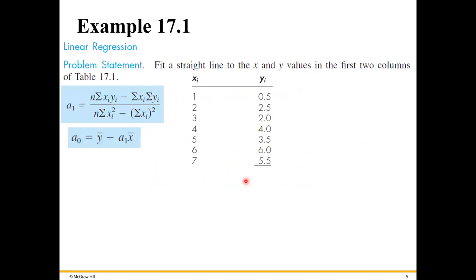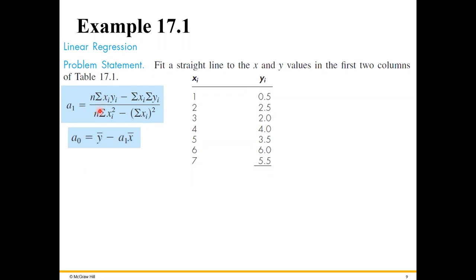So as an example, let's say that we have these points. Fit a straight line to the x and y values in the first two columns. That means we have x values from 1, 2, 3, 4, 5, 6, 7, and y values are 0.5, and then like that, as you can see. So we need to fit a straight line between these values. For fitting the straight line, we need the values of a naught and a1, where a naught is equal to y bar minus a1 x bar, and the value of a1 is given by this formula.